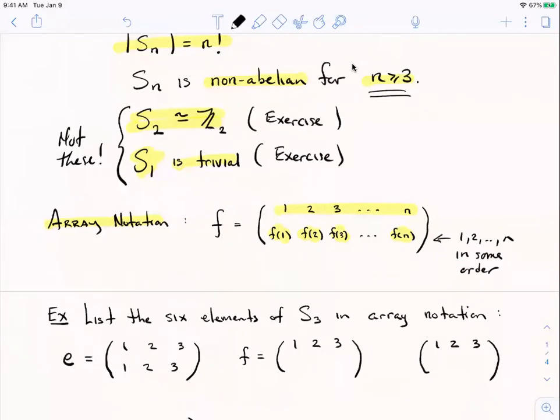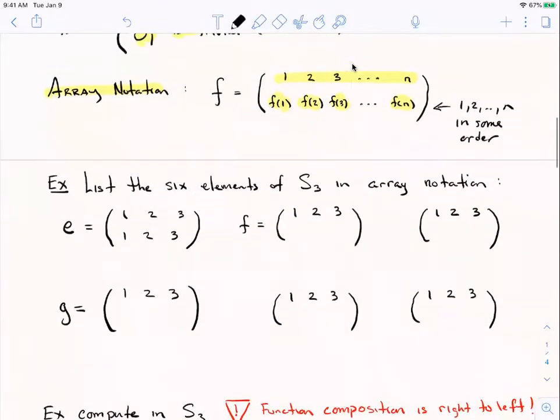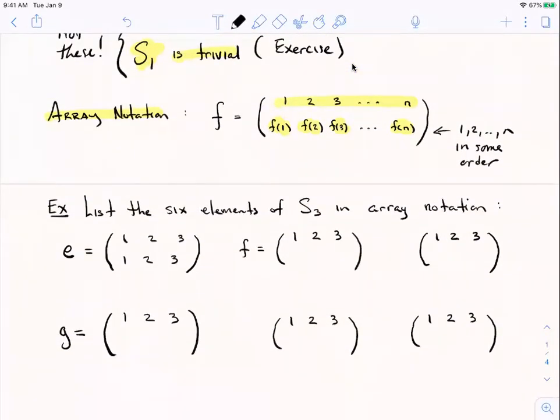So just to get used to it, we've worked a lot in the group S3. Let's list the 6 elements of S3. I've started the work a little bit so the video doesn't get too long. Over here, I've got the identity. The identity permutation sends 1 to 1, 2 to 2, and 3 to 3. So the number below each one of the inputs is the input. That's what the identity function means.